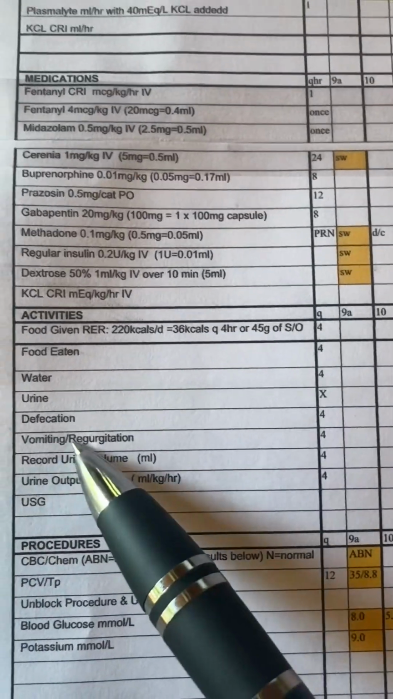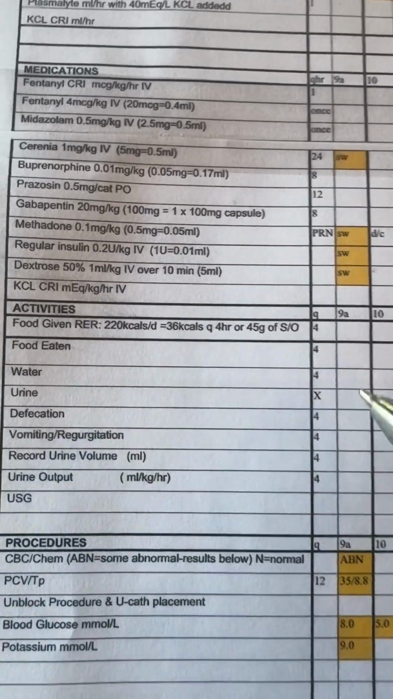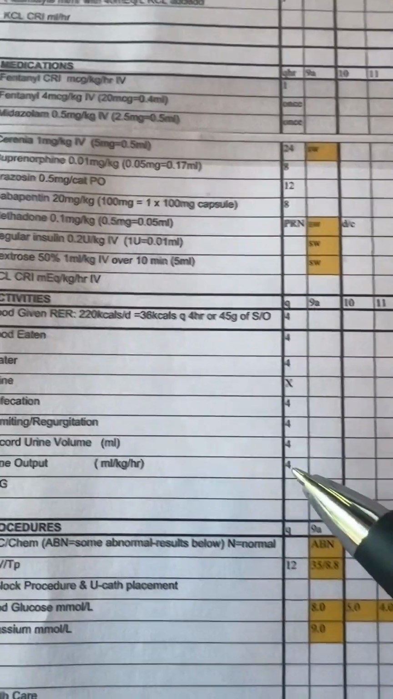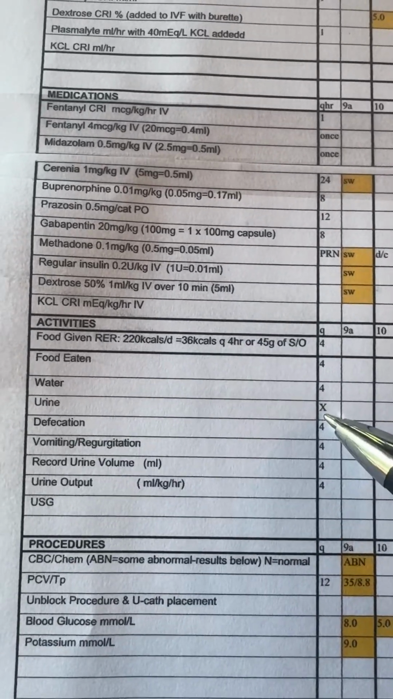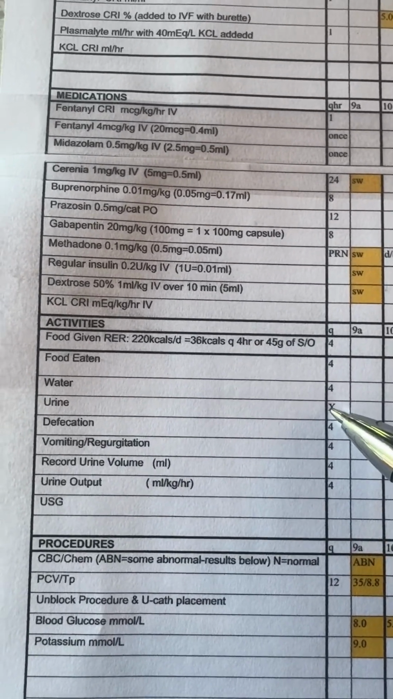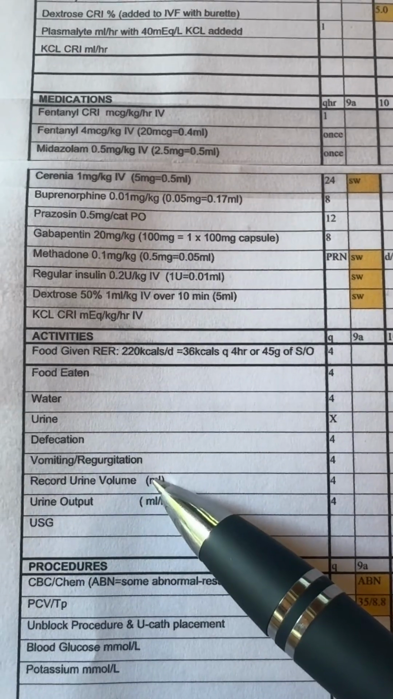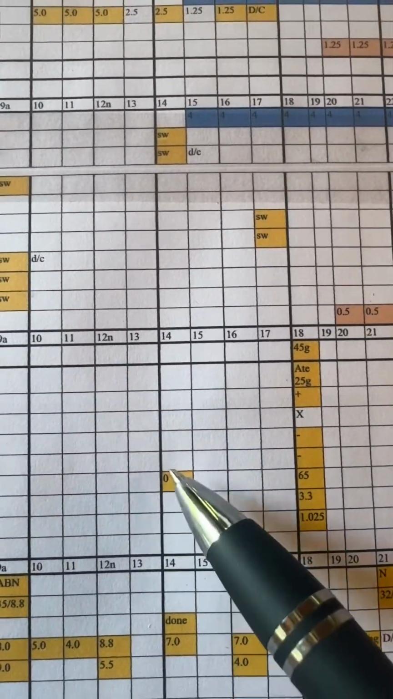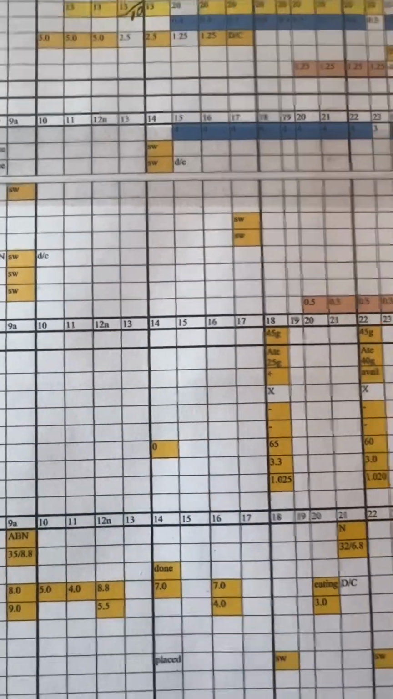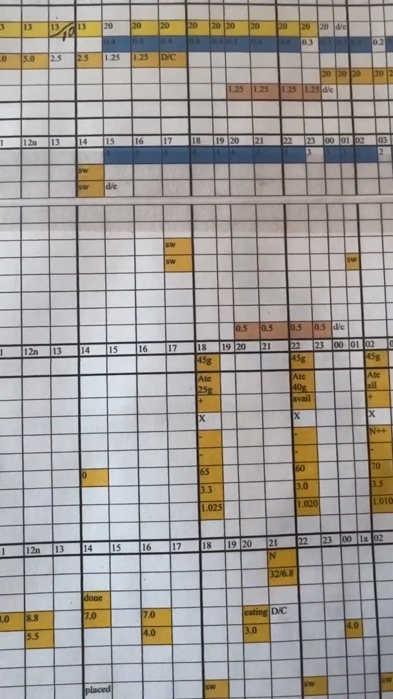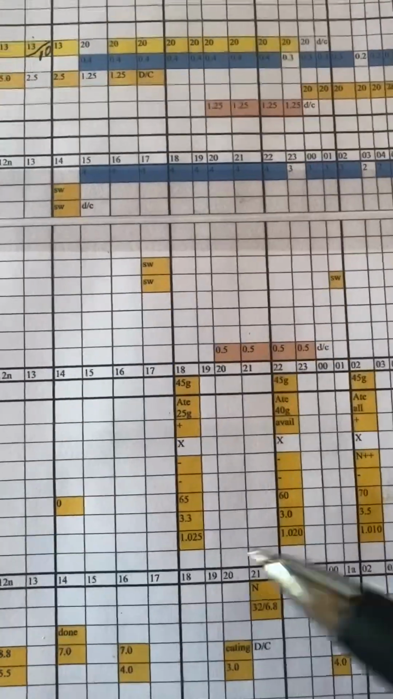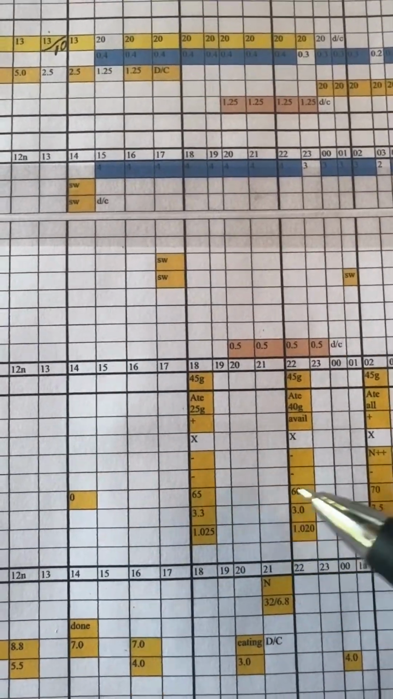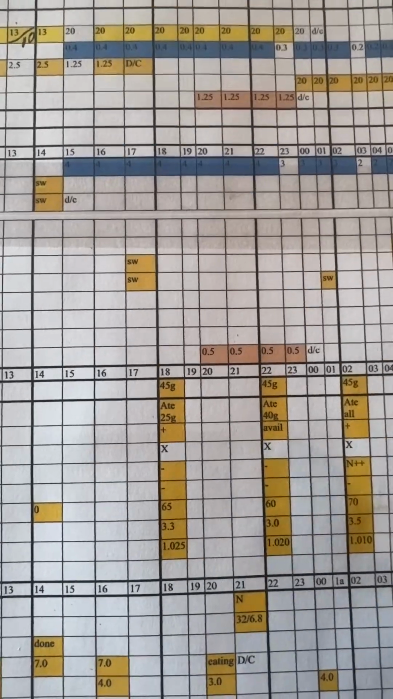And then vomit, regurgitation, defecation, these are all fairly straightforward. For this cat, because it has a urinary catheter, we are not taking it out to urinate, so we're not recording anything here. Instead, we're recording the urine volume in milliliters every 4 hours. So this is the urine output, and for an animal that has a urinary catheter in this situation, especially for urethral obstruction, it's really important to monitor closely how much output is being made by this animal.